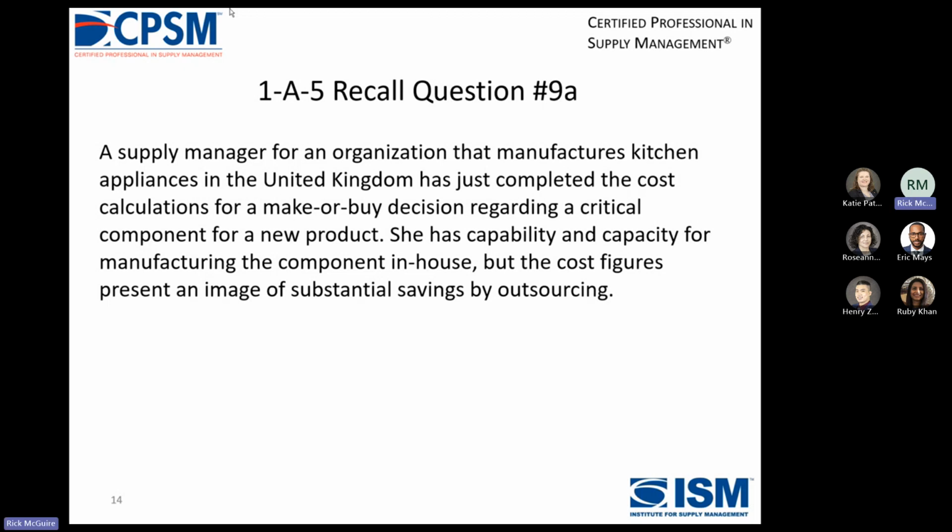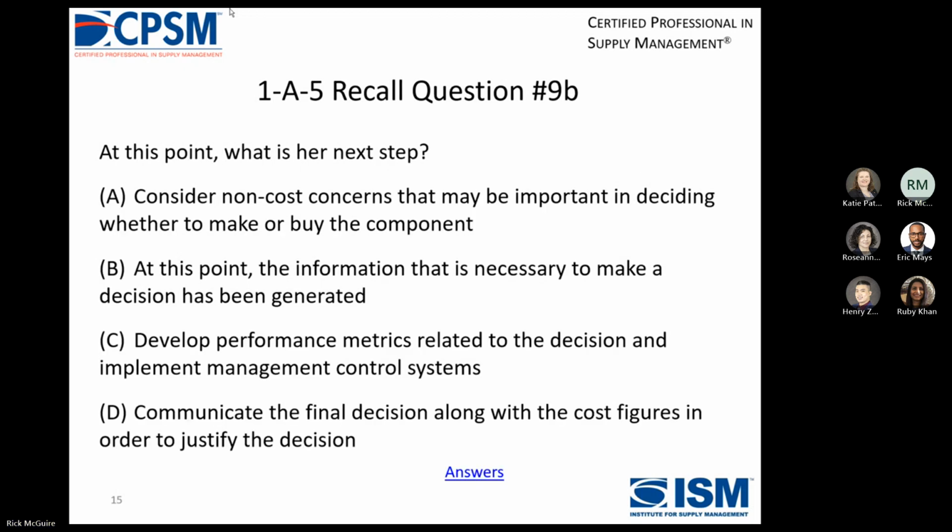Let's do a quick question here. A supply manager for an organization that manufactures kitchen appliances in the UK has just completed the cost calculations for a make or buy decision regarding a critical component for a new product. She has capability and capacity for manufacturing the component in-house, but the cost figures present an image of substantial savings by outsourcing. What should she do next?